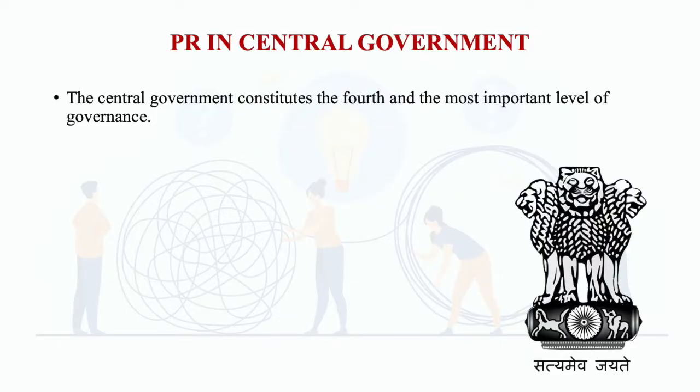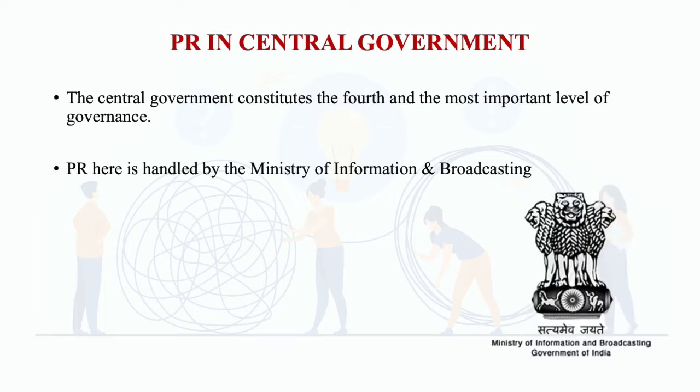The state governments also get elected every 5 years, so obviously they have to keep a stock of what they're doing, what promises were made, and what welfare activities they are doing. And also, in case of a crisis situation, what kind of rehabilitation work they're undertaking. So it's a continuous surge of information between the government and the people. But let me do the central government, then I'll tell you the critical part of state and central government public relations. So PR in central government: the central government constitutes the fourth and the most important level of governance. PR here in most parts is handled by the Ministry of Information and Broadcasting.